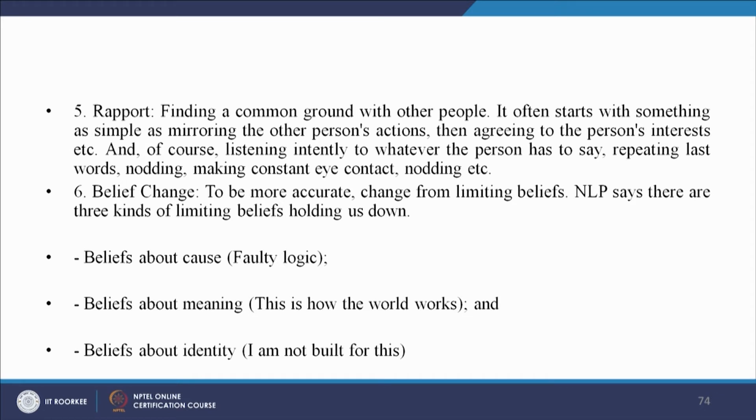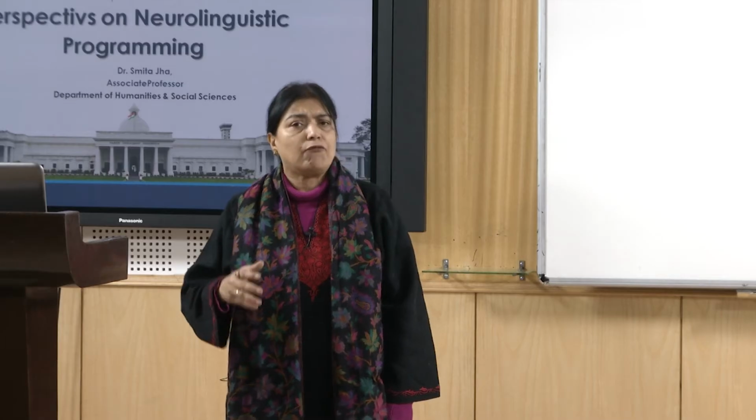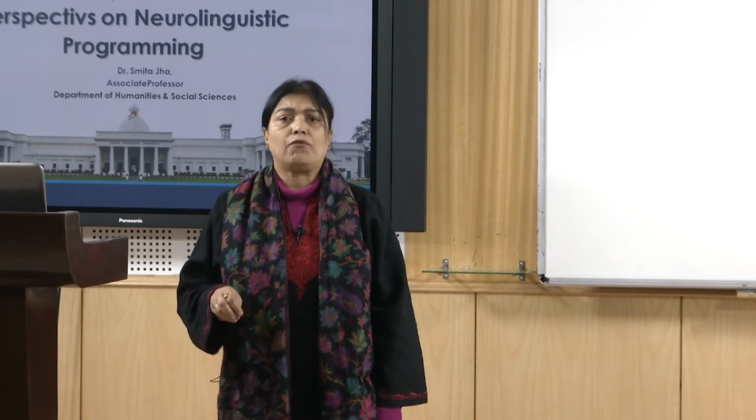Neuro-linguistic programming says there are 3 kinds of limiting beliefs holding us down. The first is belief about cause, that is faulty logic. Belief about meaning, that is, this is how the world works. And the third is beliefs about identity. I am not built for this. So, belief and value and ethic, a very important aspect of neuro-linguistic programming, and when we use the useful technique, then rapport and belief change, very important.